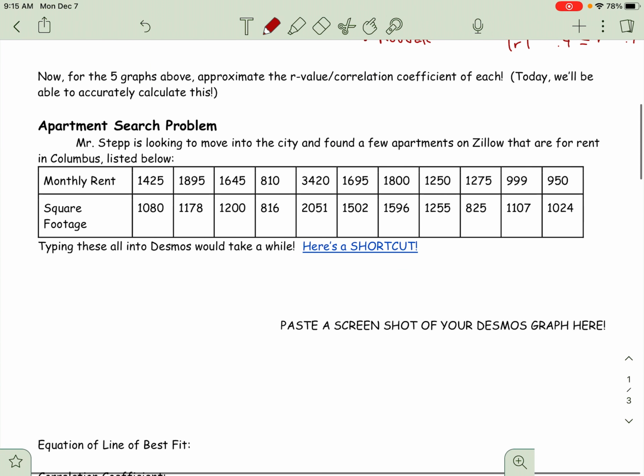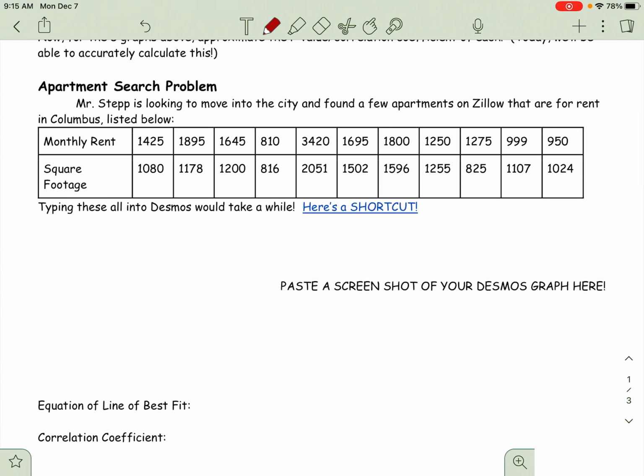So, moving on, we're going to go through some examples and we're going to use Desmos. Mr. Step is looking to move into the city and found a few apartments on Zillow that are for rent in Columbus. They are listed below. This is the amount that each costs per month, so this is monthly rent up here. Holy cow, that is an expensive apartment.